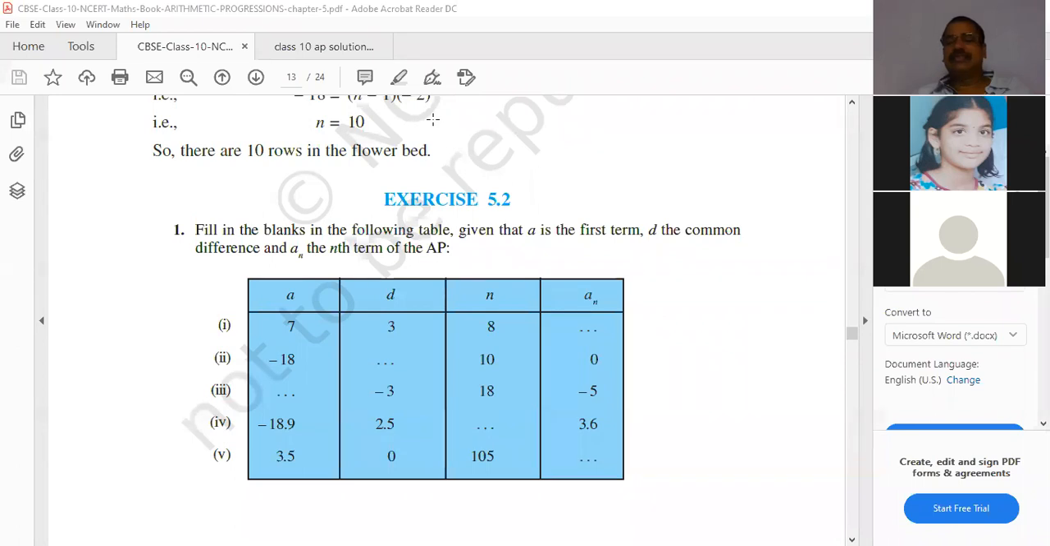No, that's why you should not use the sum of first n terms formula. The sum of the fourth and sixth term means A4 plus A6 is equal to 20. A4 means A plus 3D, and A6 means A plus 5D, is equal to 20. Here only you'll get confused.